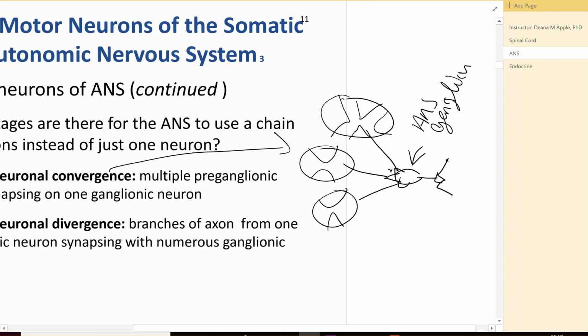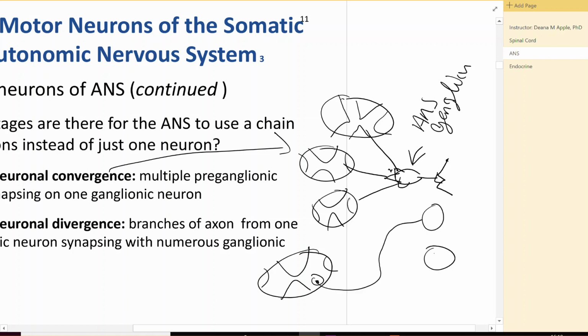So divergence means that from one preganglionic cell, we can go out to multiple ganglia, which means we're sending to multiple effector tissues. What does that do for us? Why would we need to send signals from one spot in the spinal cord to multiple effector tissues?